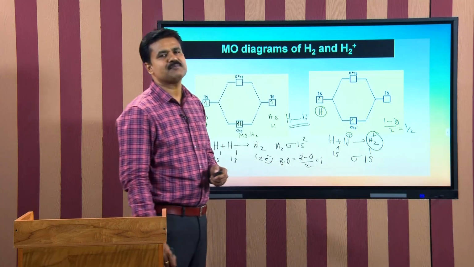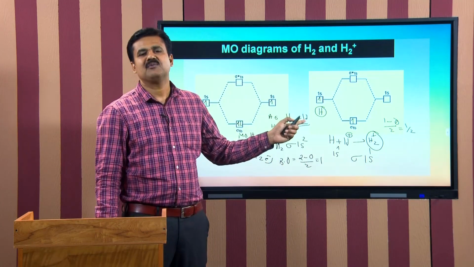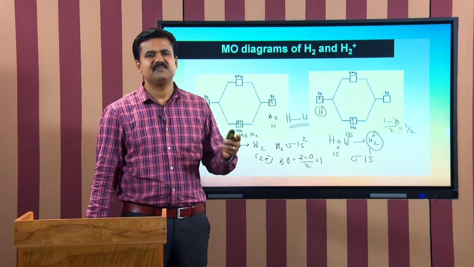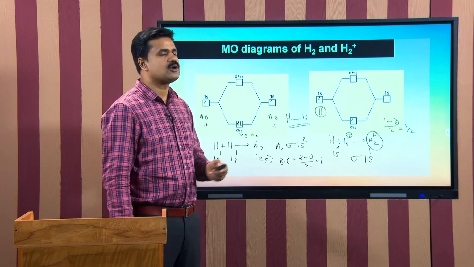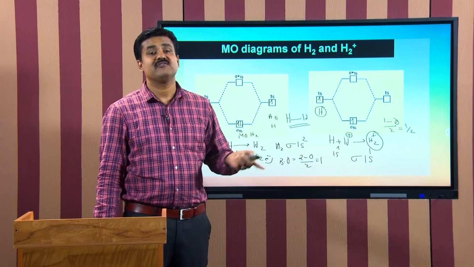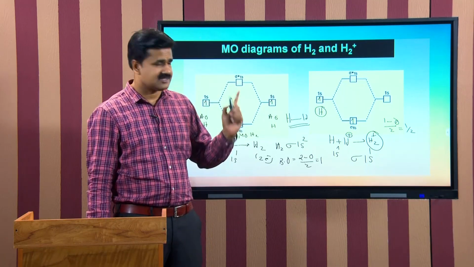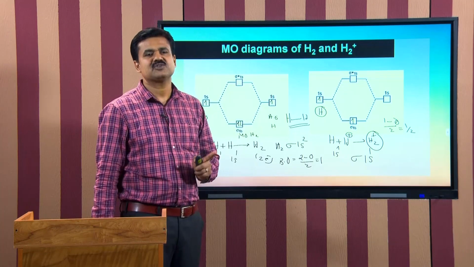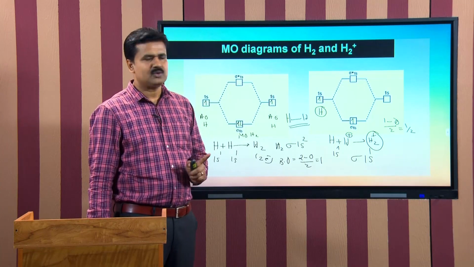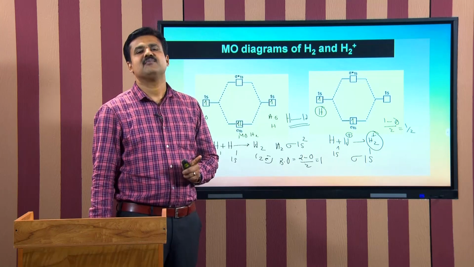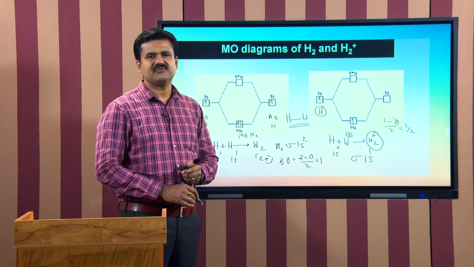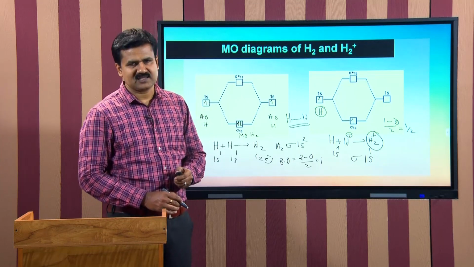Since bond order is a positive quantity, this molecule may exist. It is not unstable. It may exist. A 0 value of bond order indicates that the molecule will not exist or is highly unstable. So sigma 1s2 is the MO configuration of H2, and sigma 1s1 is the MO configuration of H2 plus. That is all about the MO diagrams of H2 and H2 plus.